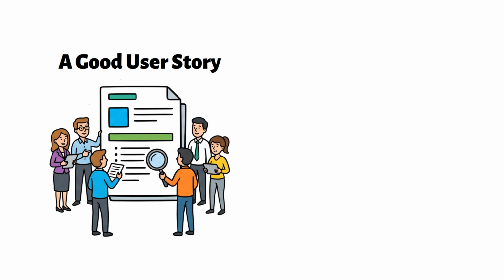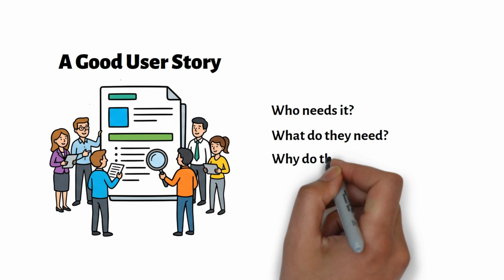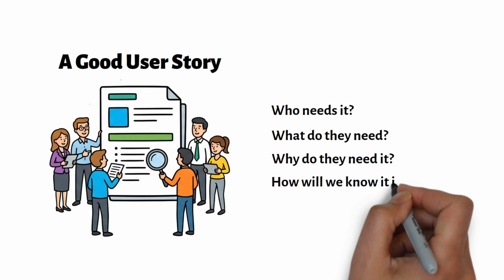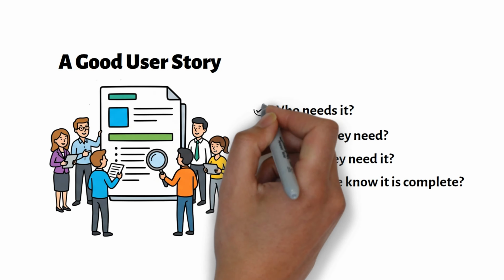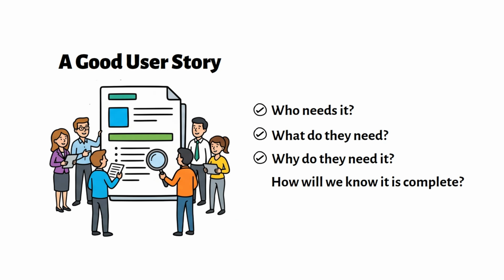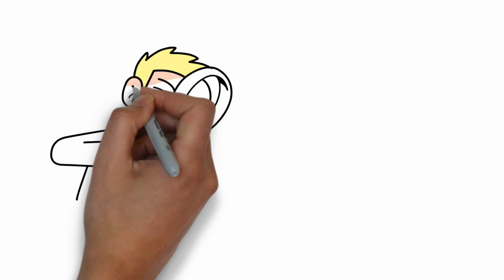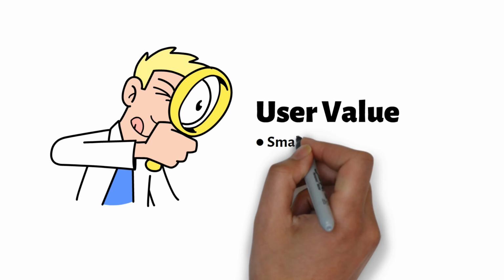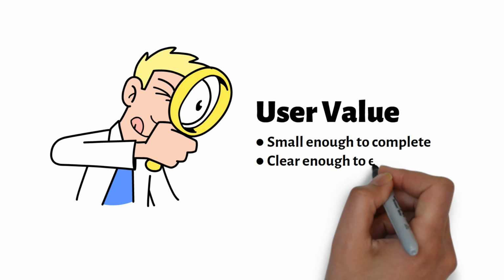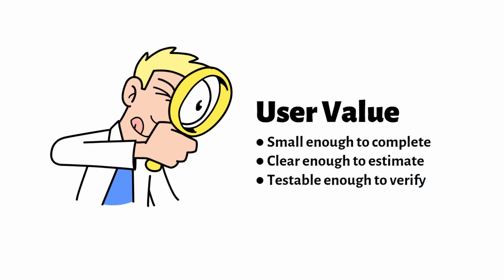To recap, a good user story should answer 4 questions. Who needs it? What do they need? Why do they need it? How will we know it is complete? The user story answers the first 3. The acceptance criteria answer the 4th. A strong story focuses on user value, is small enough to complete, clear enough to estimate, and testable enough to verify.